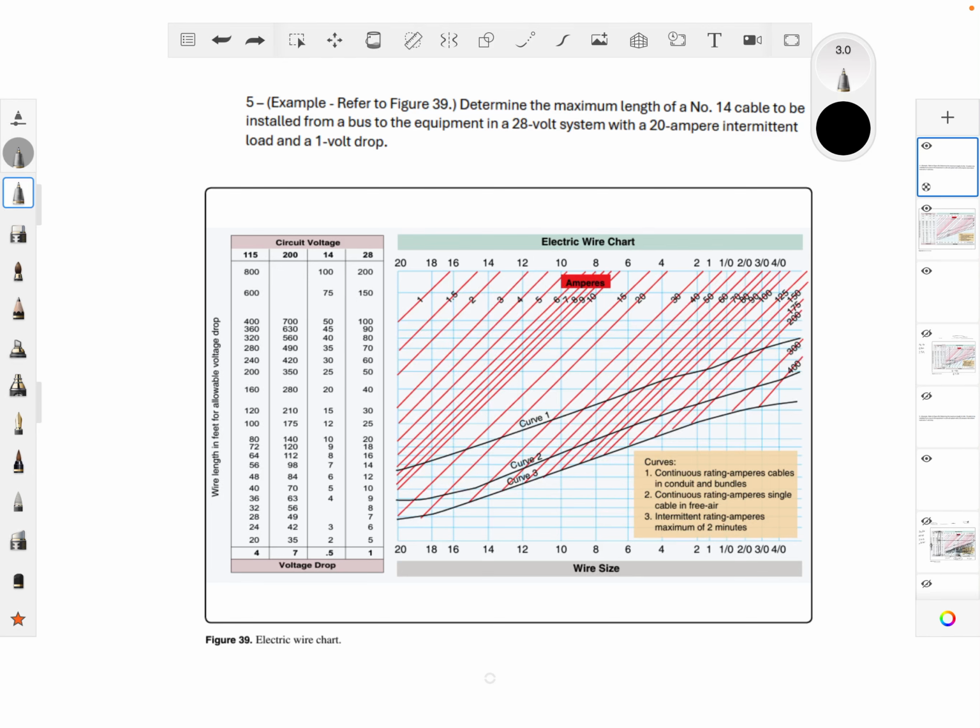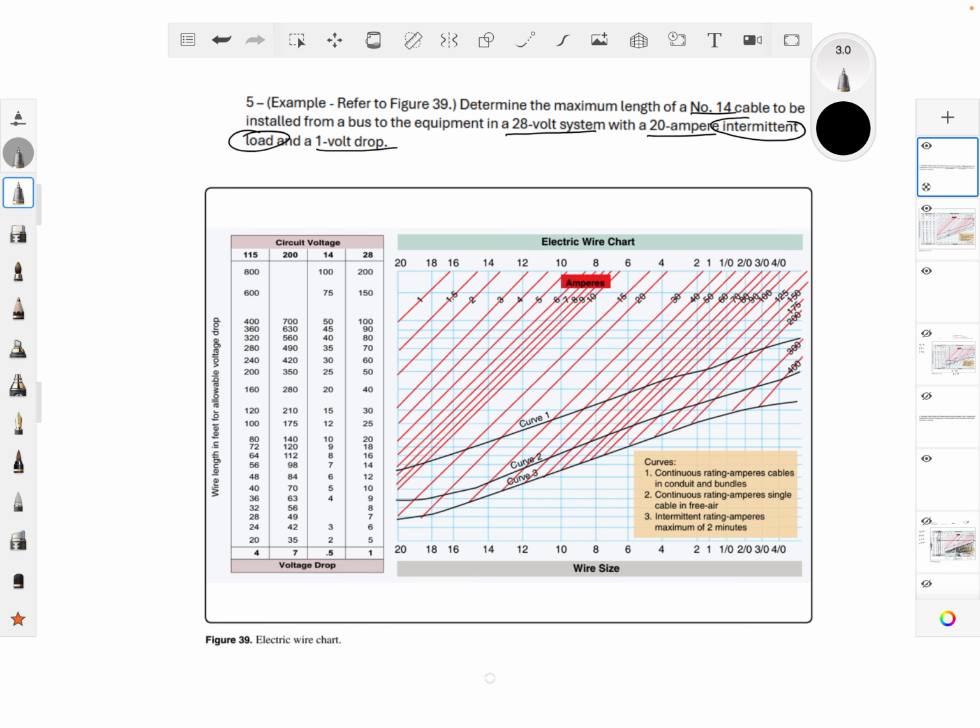All right, here's our fifth problem. It says, determine the maximum length of the number 14 cable to be installed from the bus to the equipment of a 28 volt system with a 20 amp intermittent load. So we need to know this intermittent load and a 1 volt drop.